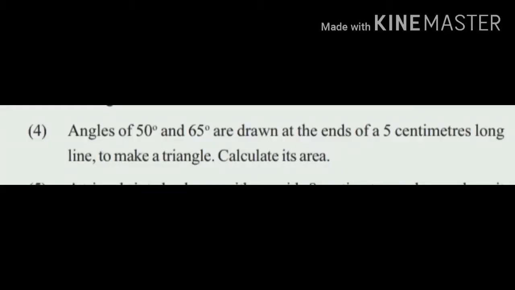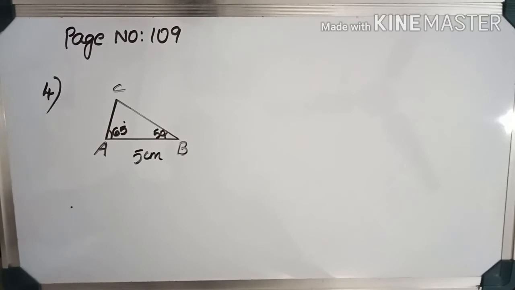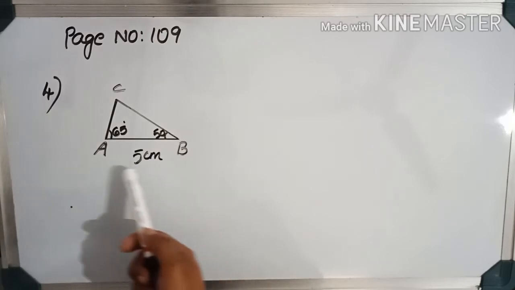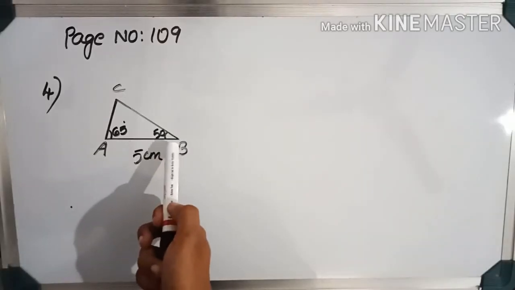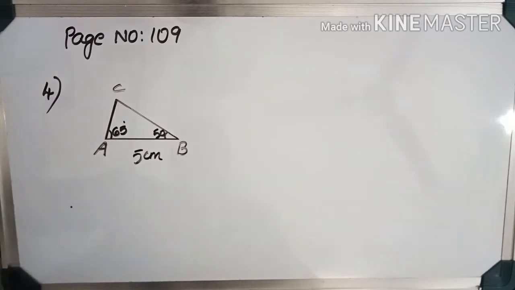Question number 4. Angles of 50 degree and 65 degree are drawn at the ends of a 5 centimeter long line to make a triangle. Calculate its area. One side and two angles are given. Okay, we have to find the area. Here in this question it is given that at the two ends of a 5 centimeter line, two angles are there, one 50 degree and one 65 degree.